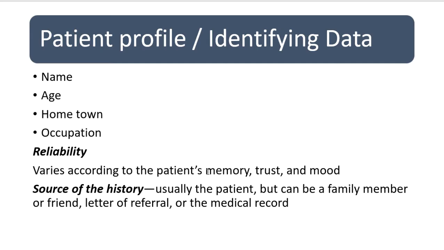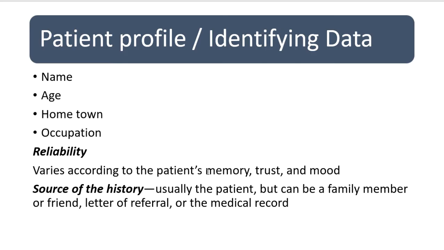Now in this lecture series, you have to have a clear understanding of the skeleton of the history, right? So what are the important things you have to get? First you have to get the patient profile or identifying data. So you have to ask about the name, age, hometown, and occupation. These are very important. For example, Mr. Sumanadas, who is 55 years old, from Mavanalla, occupation: teacher, right? Likewise, you have to get these.